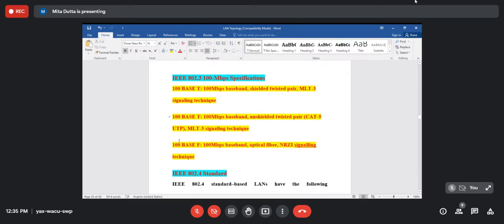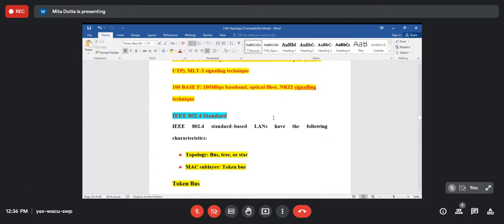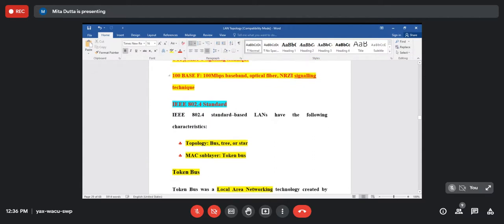So the LAN standard IEEE 802 committee has specified what type of topology, what will be the transmission medium, what will be the data rate, what will be the signaling technique when we are going to install a LAN anywhere. And if it is fiber optic, 100 base denotes the data rate, this denotes the type of the LAN, and F is for fiber. And here the NRZI signaling technique is being used, non-return to 0, inverted on 1. Again NRZI is a differential signaling technique.